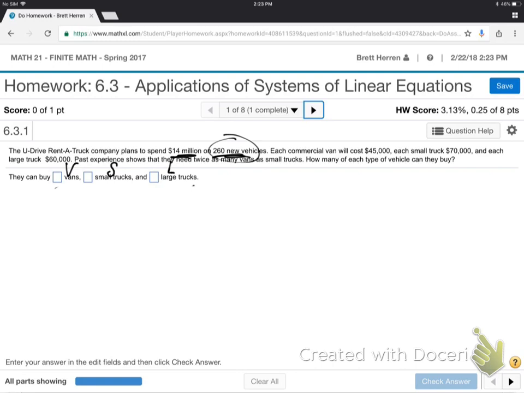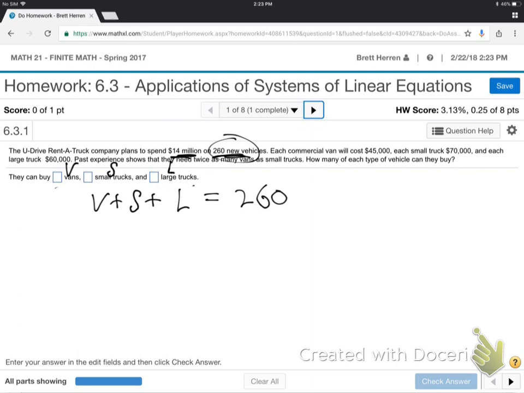Let's start with the 260 vehicles. Doesn't that mean however many vans plus however many small trucks plus however many large trucks must be... Oh, yeah, that alone is an equation, isn't it? 260. I'm getting confused. Just that's an equation. No, not using the 14 million, huh? Just that's the total number of vehicles, 260. Just add up vans plus small trucks plus large trucks equals 260. Does that make sense so far?